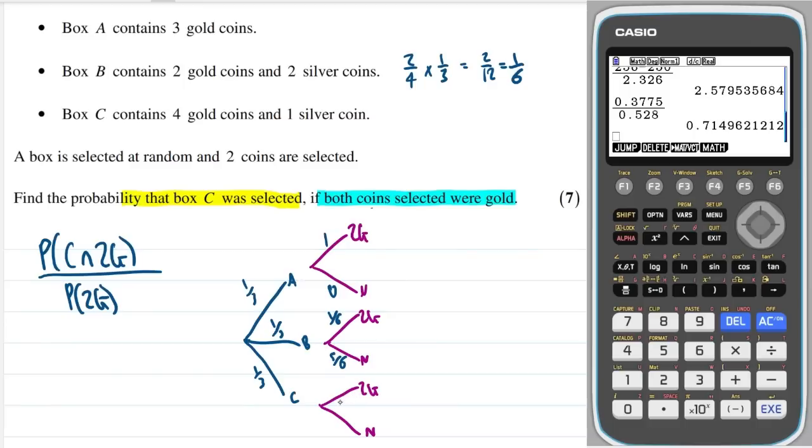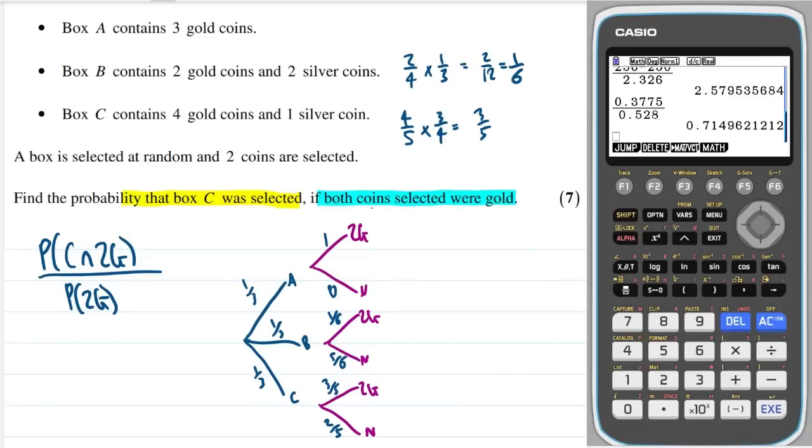And here in box C, how do we get 2 golds? Well, the first one would have to be a 4 out of 5 pick, and the next one would be a 3 out of 4 pick. And that would give me 3/5. So 3/5 is the chance there, and obviously 2/5 of not getting 2 golds.